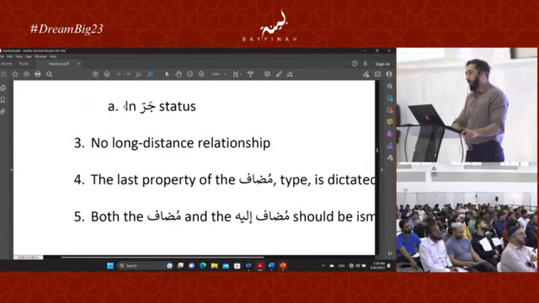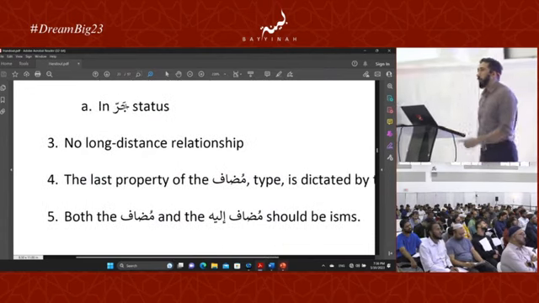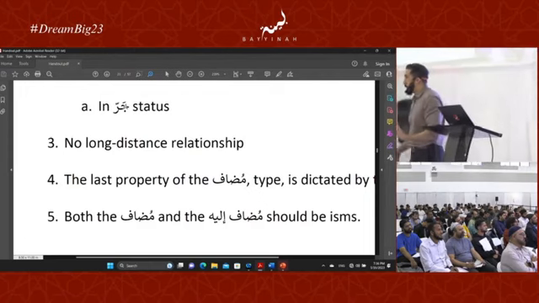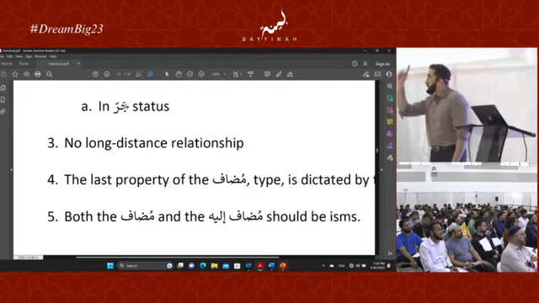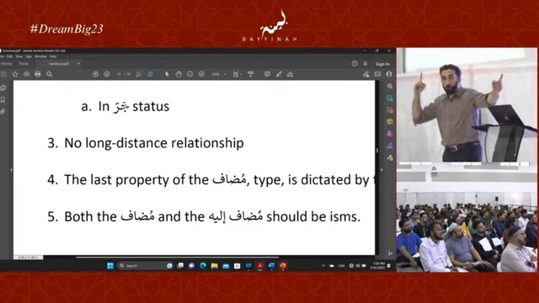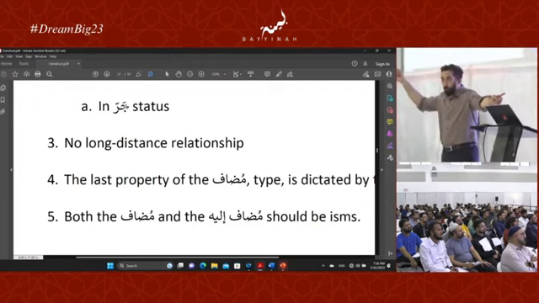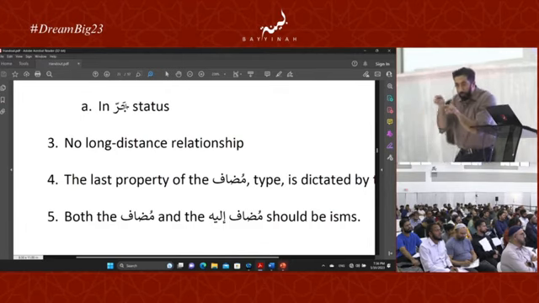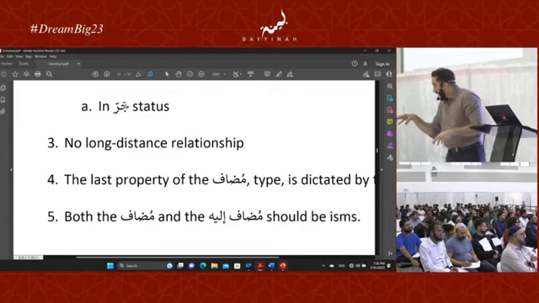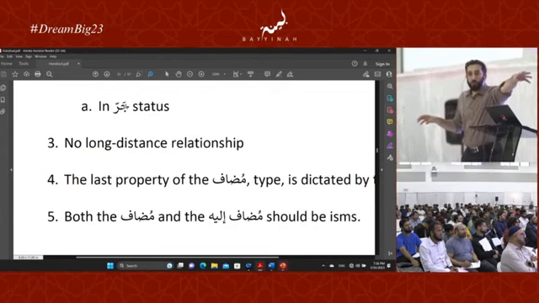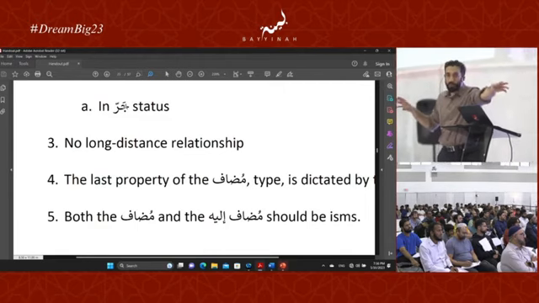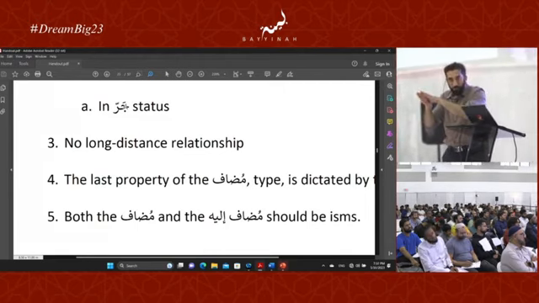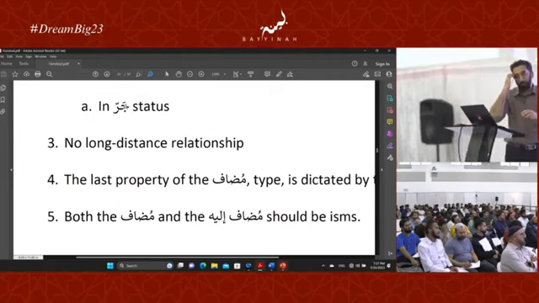Third thing, what does it say? No long distance relationship. Here's what that means. You can't be reciting Surah Al-Baqarah and say, I found a mudaf in ayah number 1, and then in ayah number 286, you found the mudaf ilayh for that. No. They have to be immediately next to each other. You cannot put something else between a mudaf and a mudaf ilayh. If you found light, no alif lam over here, and 3 words later you find a jar over there, no, that's not a mudaf ilayh. They have to be together, okay?